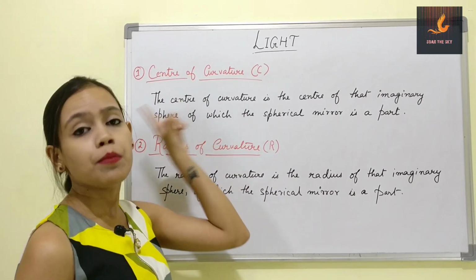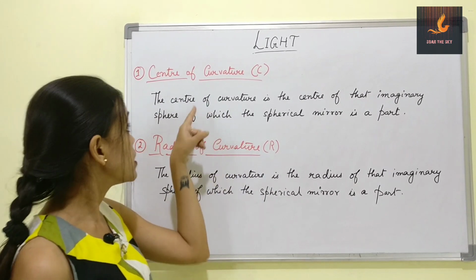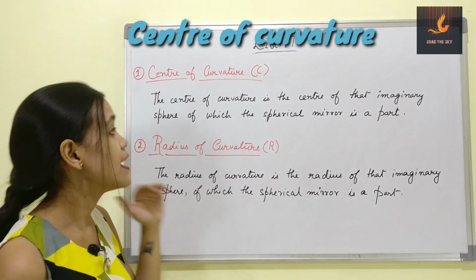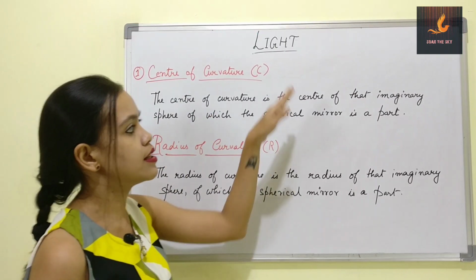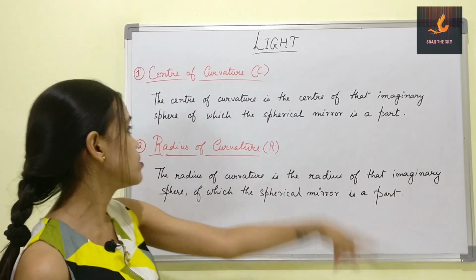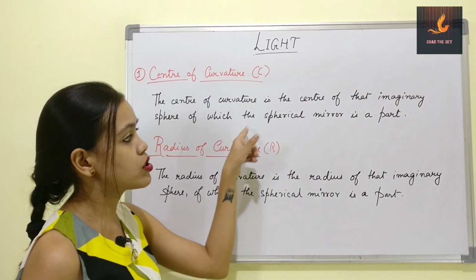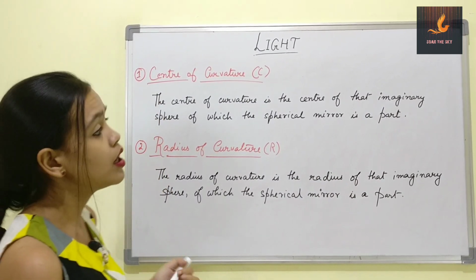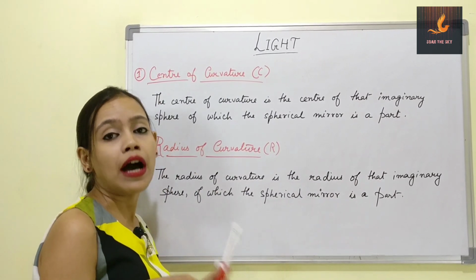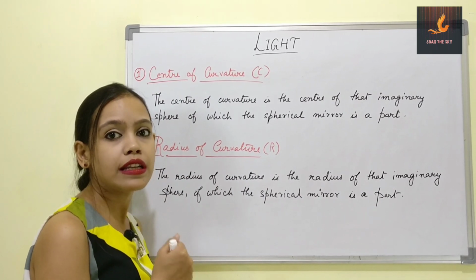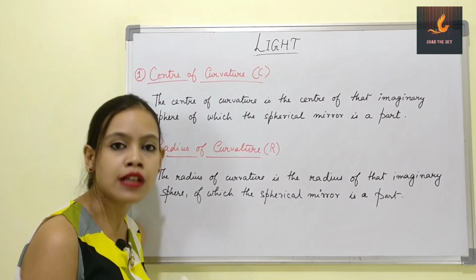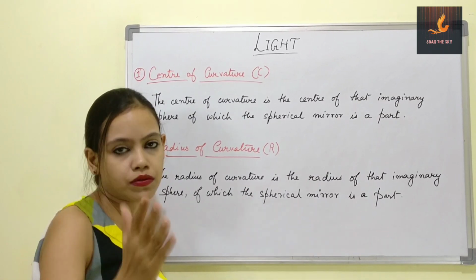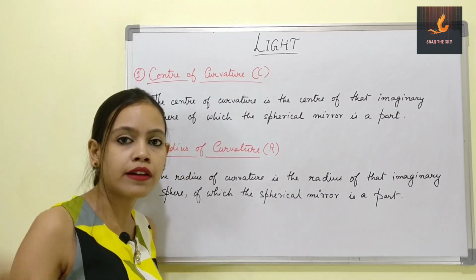The first point that we have learned about is center of curvature. The definition of the center of curvature states that the center of curvature is the center of that imaginary sphere of which the spherical mirror is a part. When I was explaining the spherical mirror, I already drew a diagram from where you can clearly see that the spherical mirror is nothing but as if a hollow sphere from which a part has been cut out of an entire sphere.